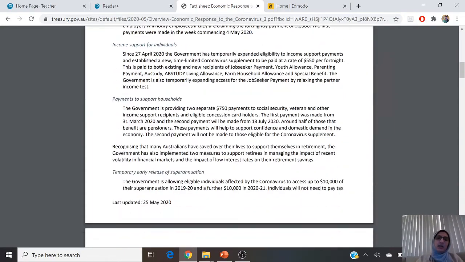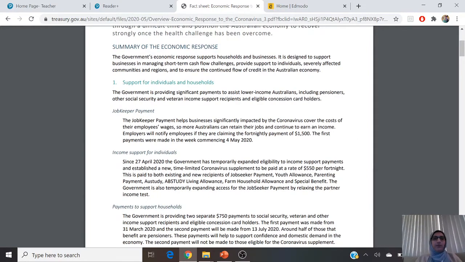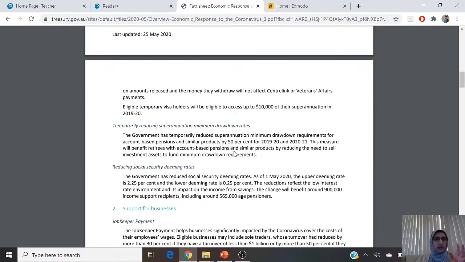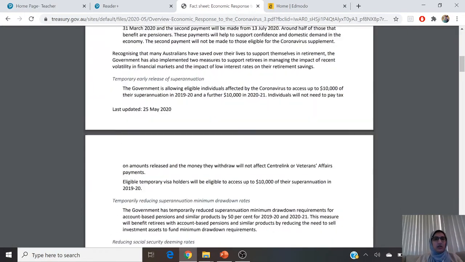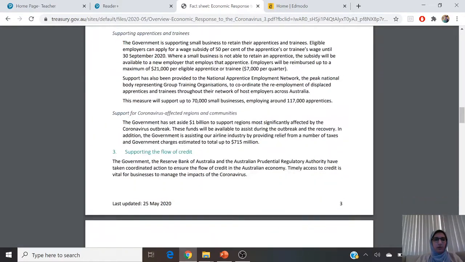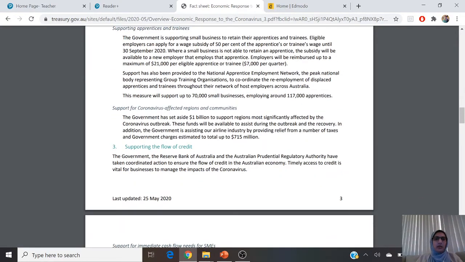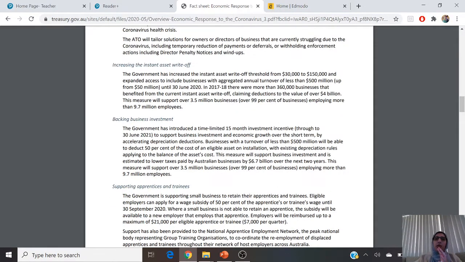And this is just a summary of economic spending of the government for people. What I would like you guys to do is, it's divided into 3 parts. One is support for individuals and households, then there's support for businesses, and then there is support for supporting the flow of credit within Australia, so the flow of money. I just want you guys to write down any 3 main of these dot points along with the stats.